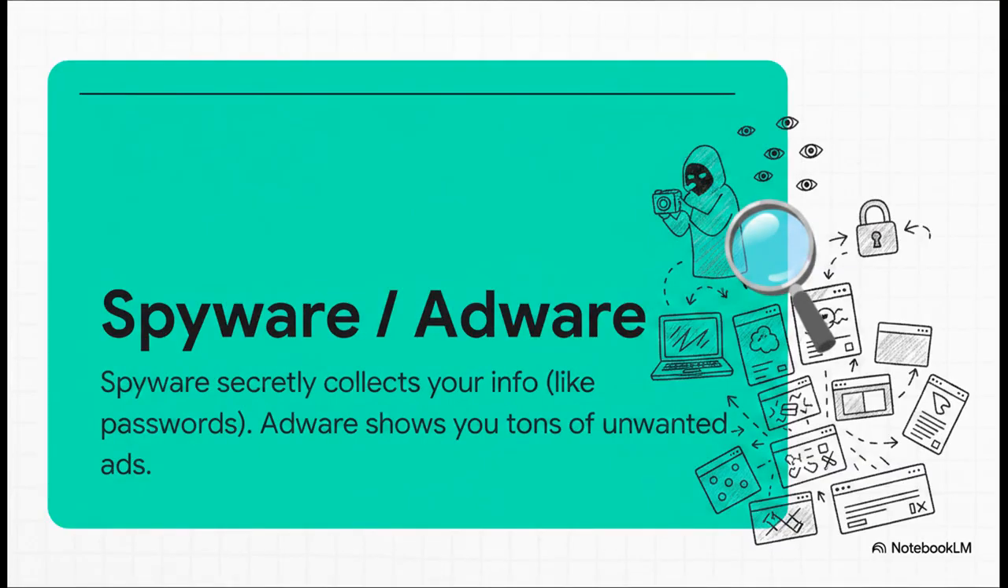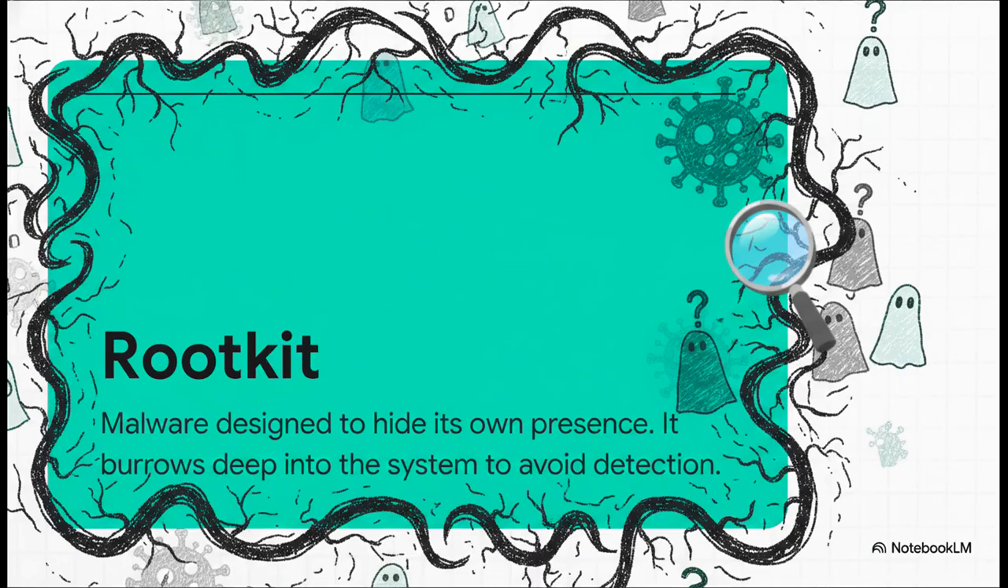Okay, now for the sneaky ones. You've got spyware and adware. Spyware is like a little spy that hides on your computer, secretly watching everything you type, collecting your passwords, your bank info, all that good stuff. And adware? That's its super annoying cousin that just floods your screen with endless unwanted pop-up ads. And finally, we have the ultimate master of stealth, the Rootkit. Its entire job is to be invisible. It digs itself so deep into the core of your operating system, the root level, that it can hide itself and other malware from your antivirus. These things are nasty and super hard to find.